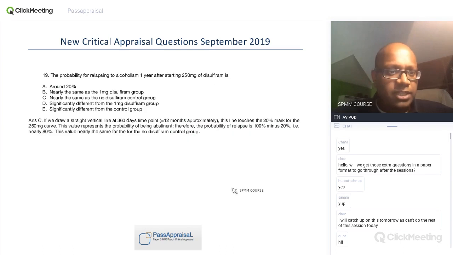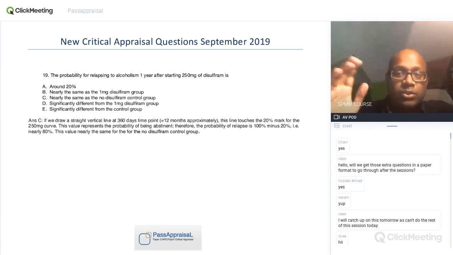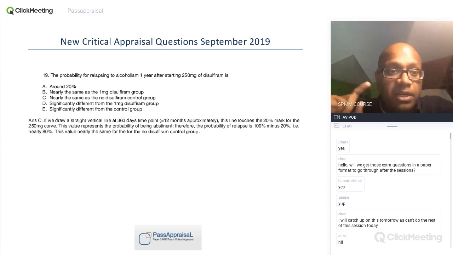So next question, 19. The probability of relapsing to alcoholism 1 year after starting 250 milligrams of disulfiram. So now they're asking you not the probability of abstinence, they're asking you probability of relapse. Okay, you got to be very careful how they word it. So this is probability of relapsing. How many days after you start treatment? 1 year. 1 year is around 365 days.